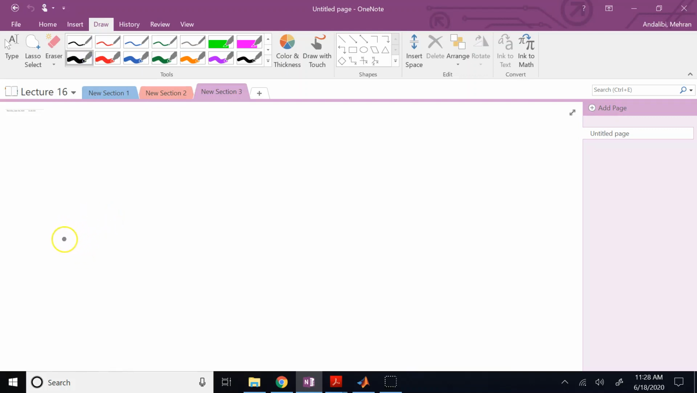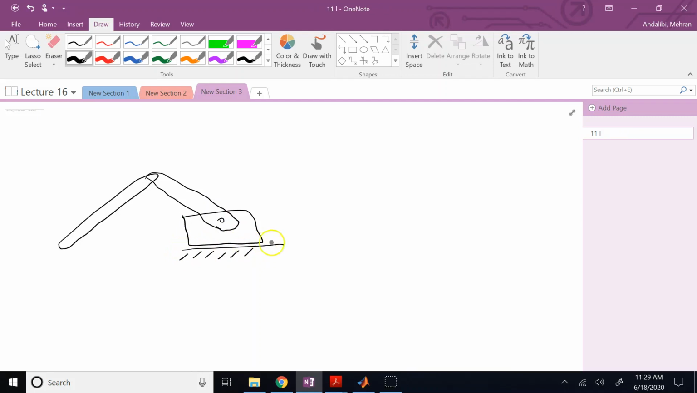Now, if instead of that, I look at the slider crank mechanism, right? The piston mechanism. So what you have here is this guy, right? This is your slider crank mechanism. So what is the degree of freedom here? How many rigid bodies do you have? This is one, and the piston is one, so you have 3. So it's 3 times 3 minus.